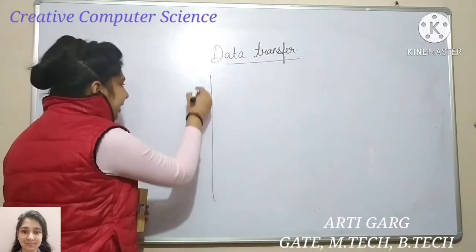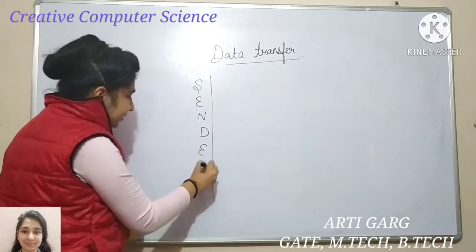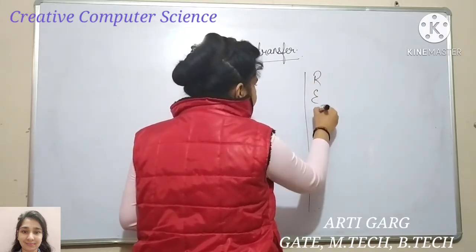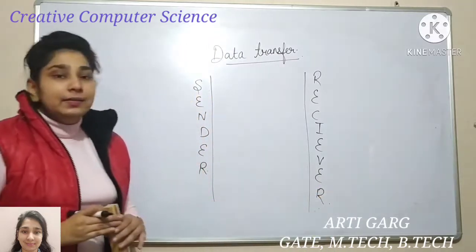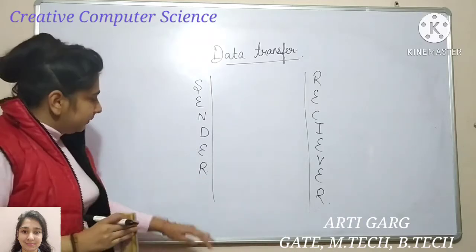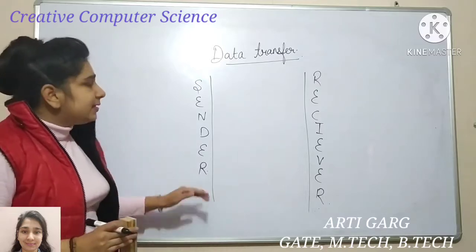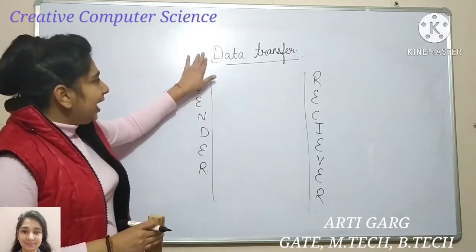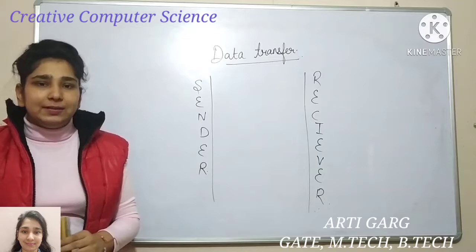So this is our sender. This is the sender machine. This is the receiver machine. Okay, now they have established a connection with each other. Both these machines who want to communicate have established a connection. Now what we have to do? We have to transfer the data between these two machines.